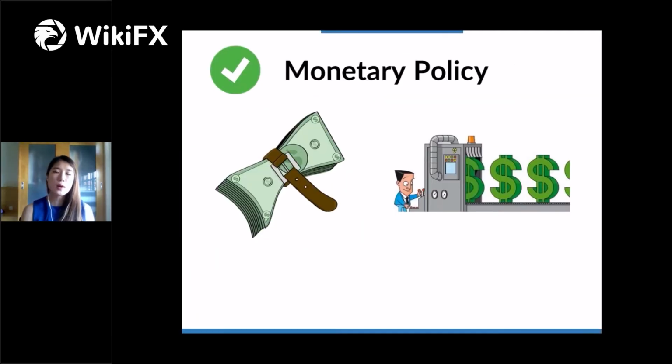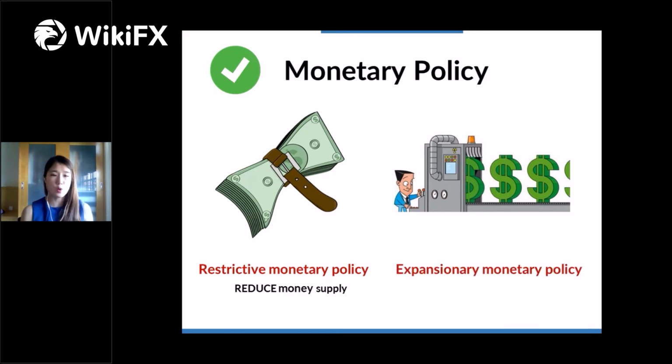Okay. So the second one, monetary policy. Monetary policy has two types. The first one is restrictive monetary policy, which is used to reduce the money supply in the market. And also the expansionary monetary policy, to increase the money supply in the market. When it's restrictive monetary policy, which reduces the money supply, people will tend to save or tend not to spend. Okay, then it can slow down economic growth.